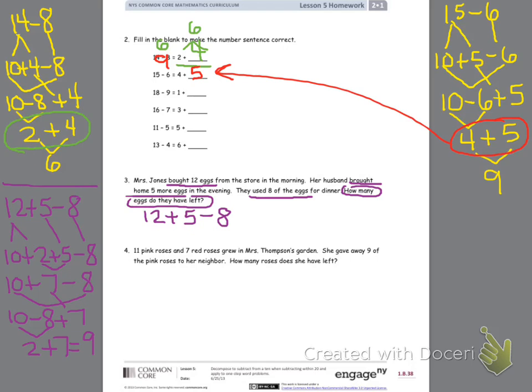Don't forget that with word problems, we should answer the problem in words. How many eggs do they have left? They have 9 eggs left.